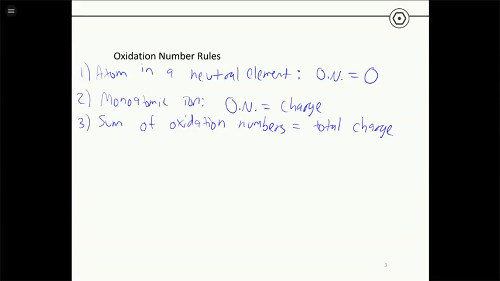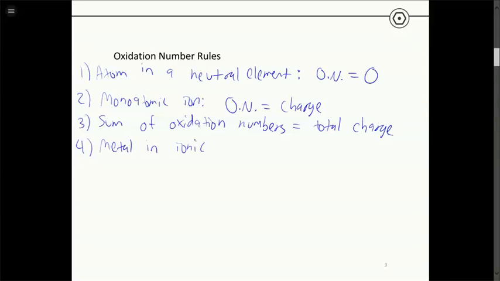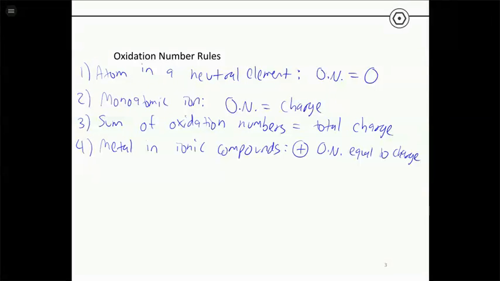And then taking it a little bit further, we talked already about ionic compounds. So if you have a metal in an ionic compound, this really follows from rule number 2, but it's a slightly more precise way of saying it. If you have a metal in an ionic compound, it's going to always have a positive oxidation number that is equal to its charge in that compound. Okay, so anytime you have a metal in an ionic compound, just figure out what its charge is in that compound, and that's the oxidation number. For the nonmetals, it's a little bit trickier because some nonmetals have variable oxidation numbers.